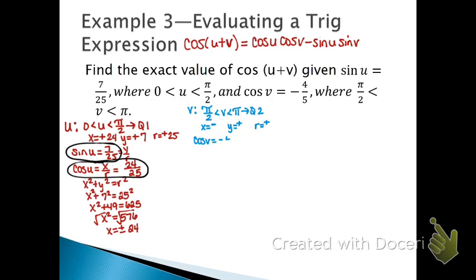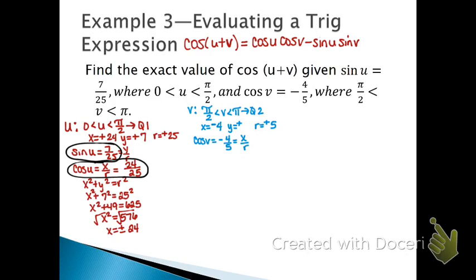Okay, we also know that cosine of v equals negative 4 over 5. What is cosine in terms of x, y, and r? X over r. So we can already tell, because we already said x is going to be negative, that the 4 is going to get the negative, right? And so r is a positive 5.